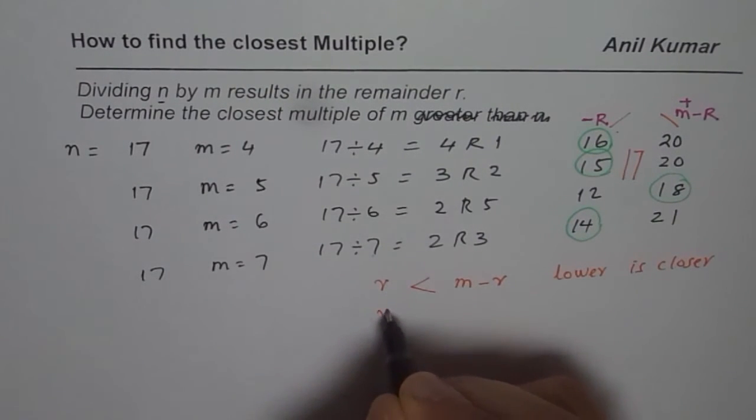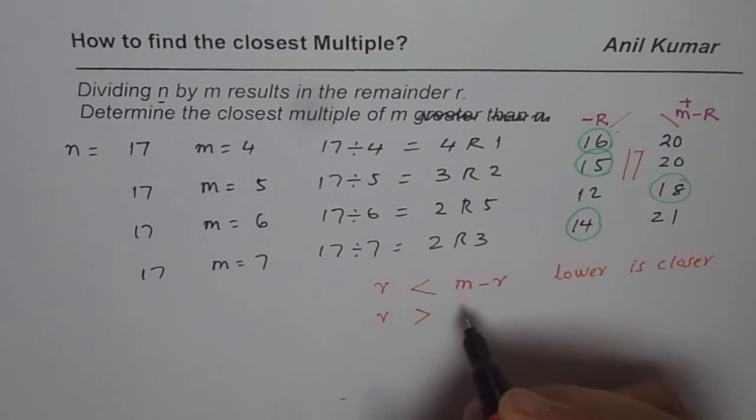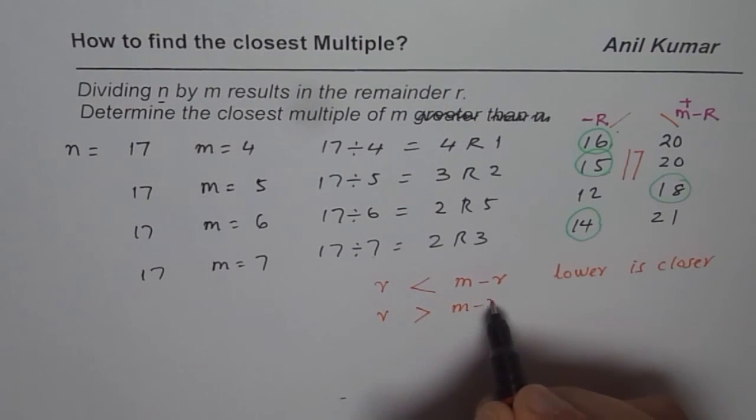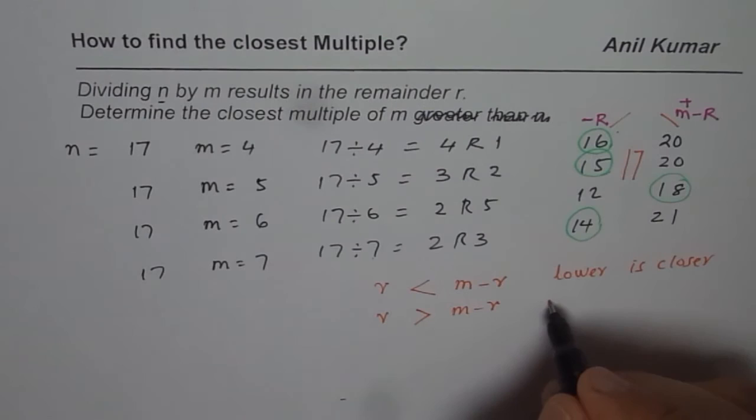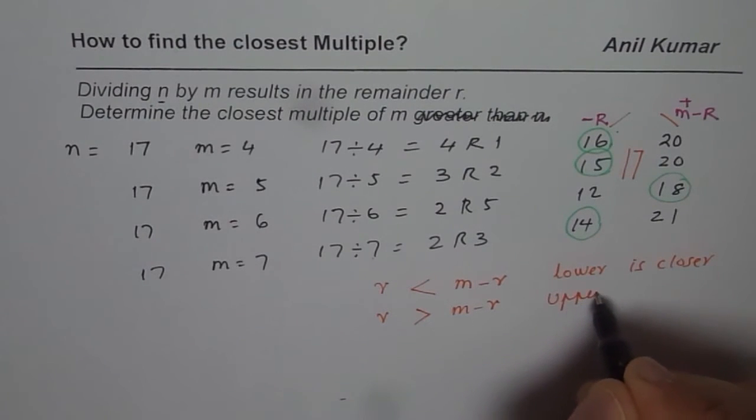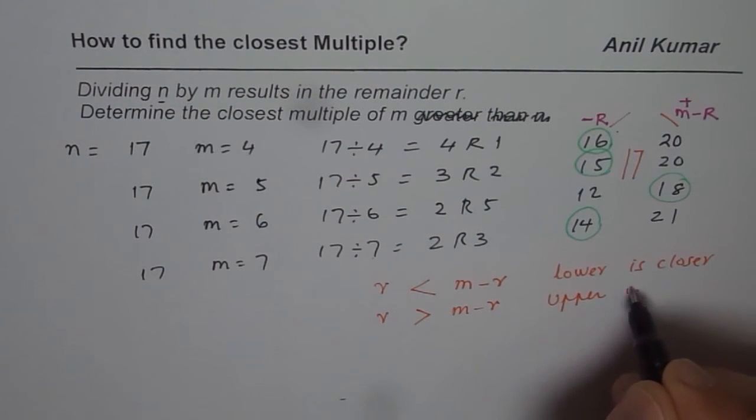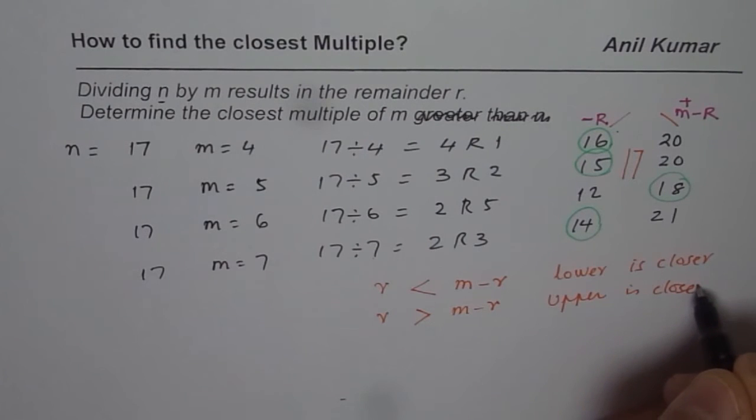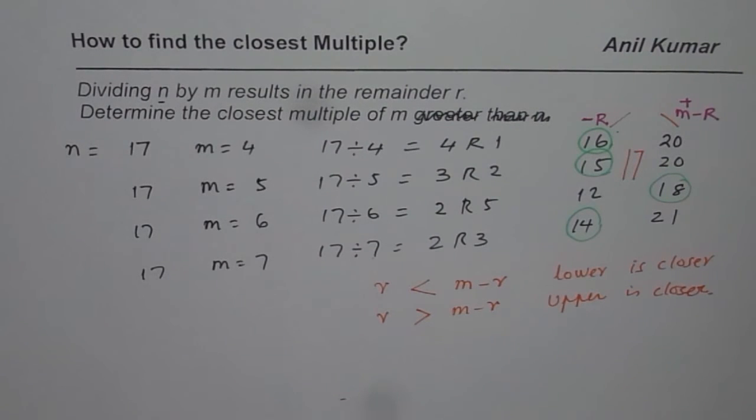But if the remainder r is higher than m minus r, then the upper or greater number is closer. So that could be a criterion to select the right number. I hope with this you understand the concept, and now we can explore this concept a little further. Thank you and all the best.